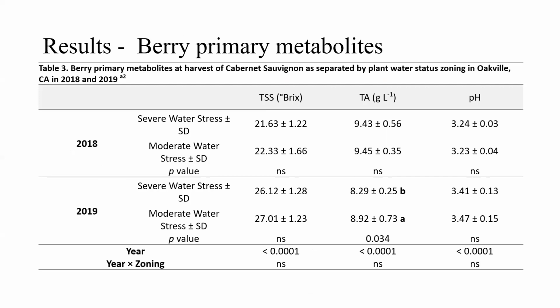Also, there were few differences between the two zones in berry primary metabolism. The two zones had the same berry juice total soluble solids, titratable acidity, and pH at harvest in both 2018 and 2019, except titratable acidity was higher in the moderately water stress zone in 2019. However, when comparing year 1 to year 2, the year effect, remember, the fruits showed a more advanced maturity in 2019, although we picked them around the same time of the year, which was at the end of September. This might be due to the higher leaf area to fruit ratio in 2019 we saw in the previous slides.